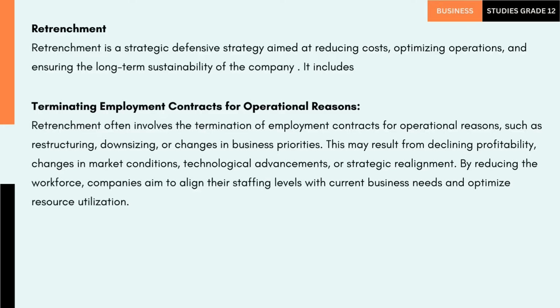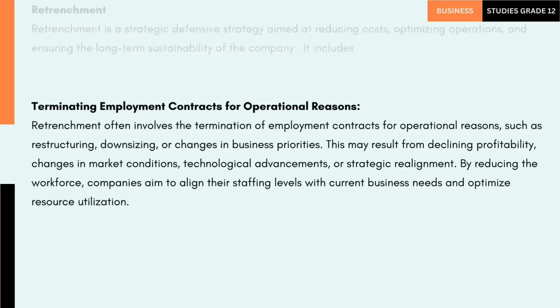Retrenchment often involves the termination of employment contracts for operational reasons, such as restructuring, downsizing, or changes in business priorities. This may result from declining profitability, changes in market conditions, technological advancements, or strategic realignment. By reducing the workforce, companies aim to align their staffing levels with current business needs and optimize resource utilization.